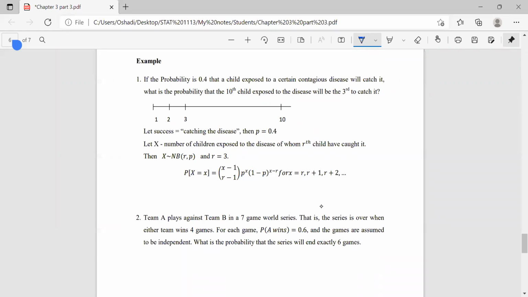So there are 10 children, right? So if we consider here up to the 9th child, the first child could be a success or failure. Second child also could be a success or failure. Third child until the 9th child, how many successes are there? Only 2. Only 2 successes are there up to the 9th child. And the 10th child is definitely a success.